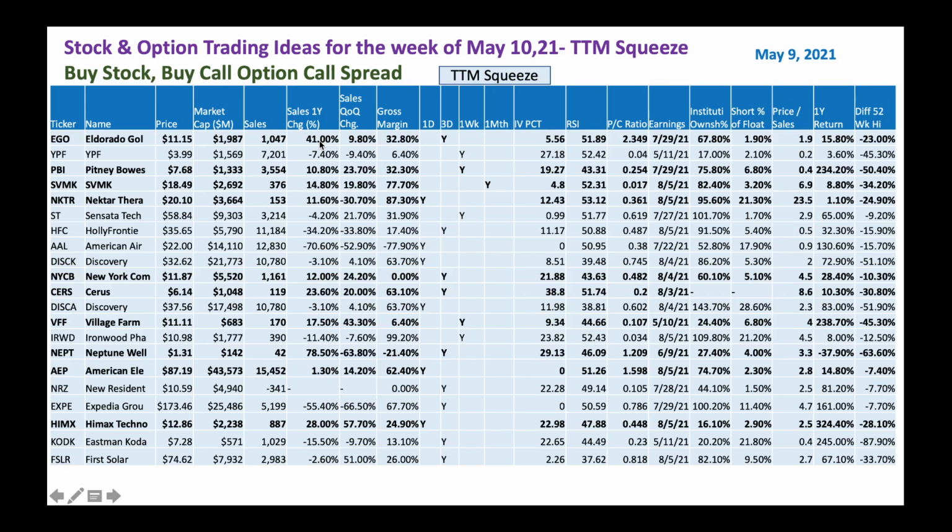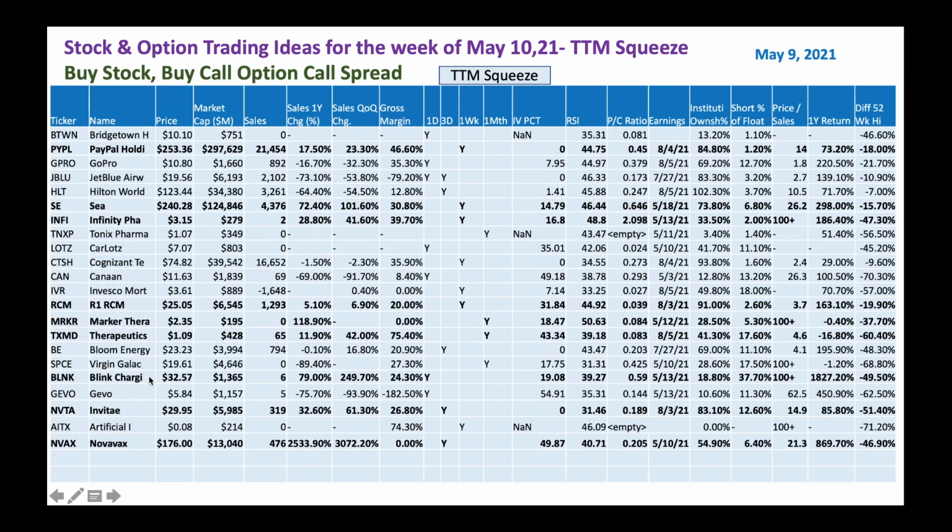And this is one strategy. This is where the TTM squeeze from John Carter comes in. I got one page here, and I got one more page here. I got a couple more companies here.